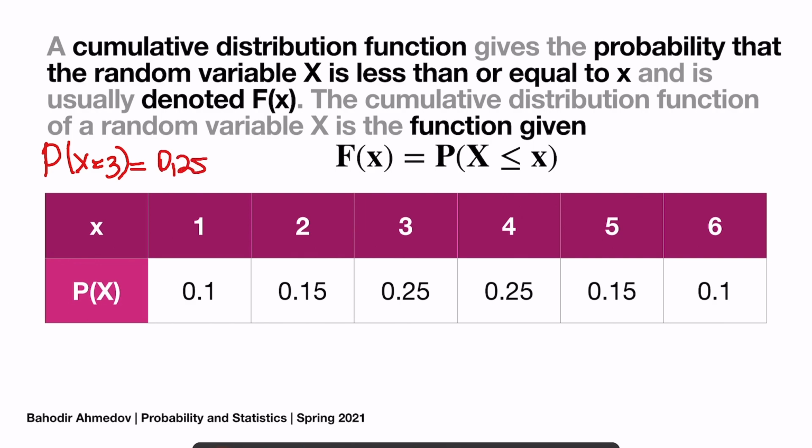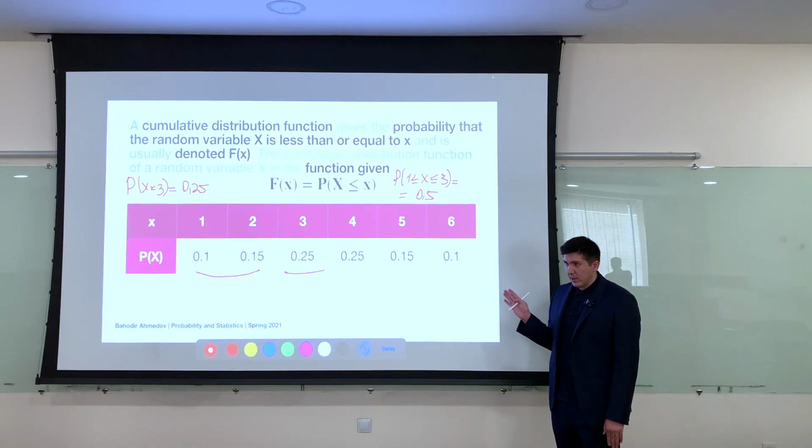0.25. Or you can also know what is the probability that x is between 1 and 3? That is going to be 0.25 plus 0.25, 0.5, right? So it is simply the sum of the P of x equal to 1, 2, and 3. Okay? You just need to sum this.